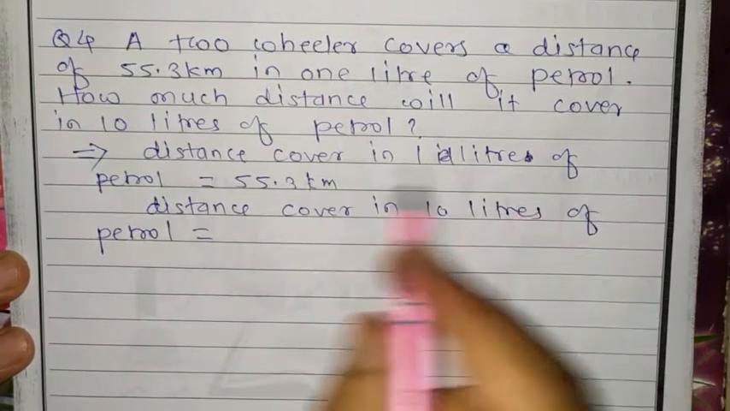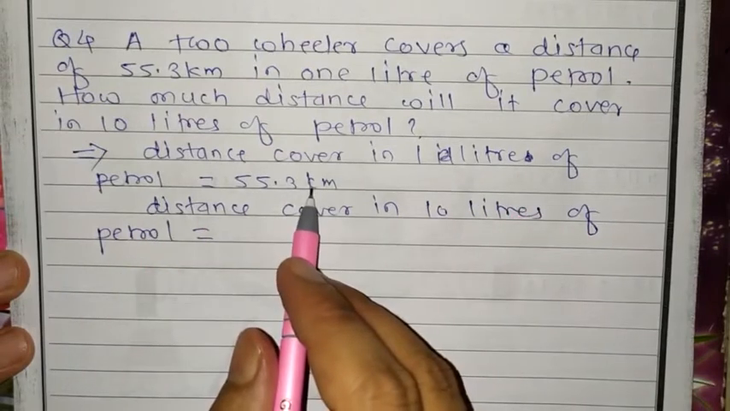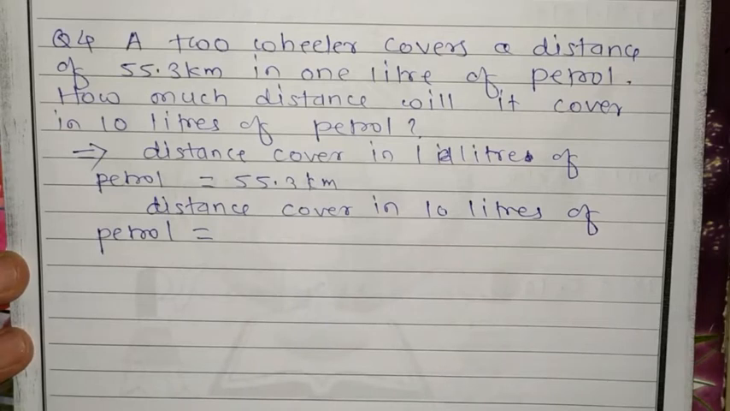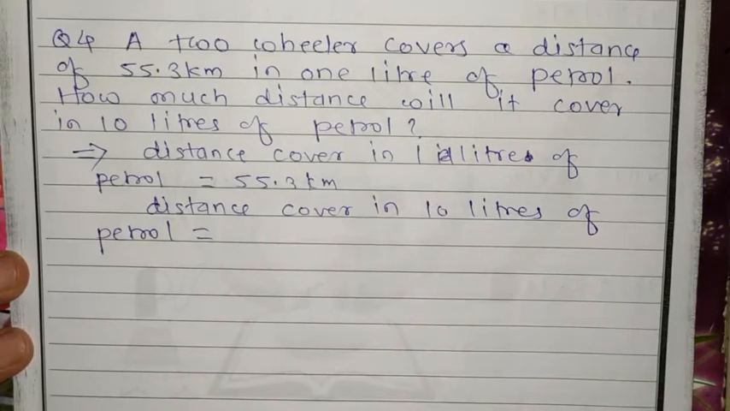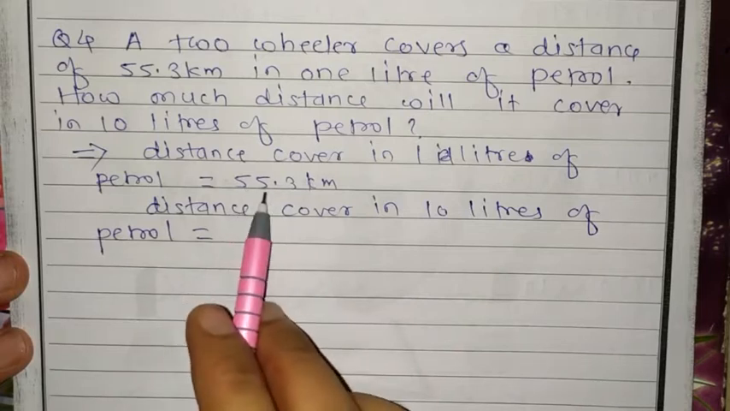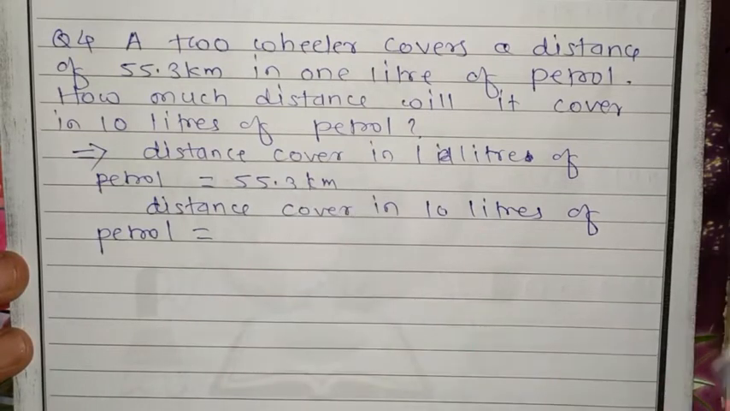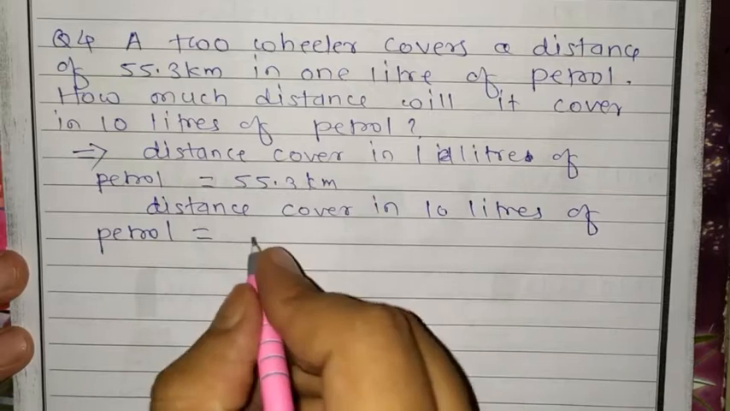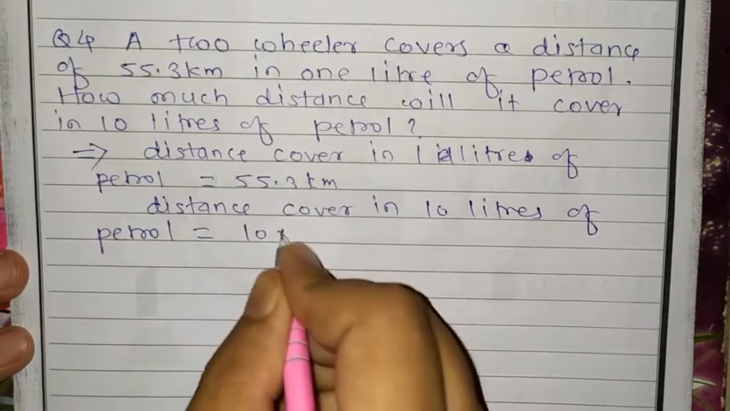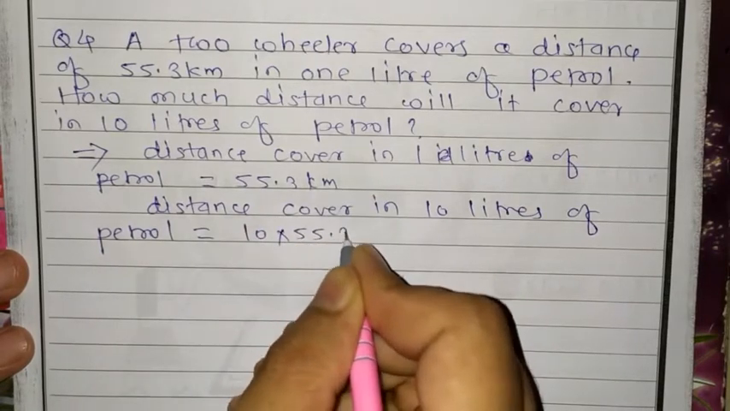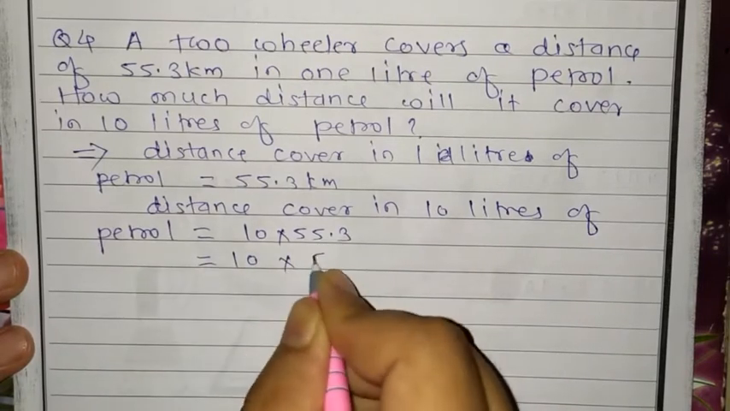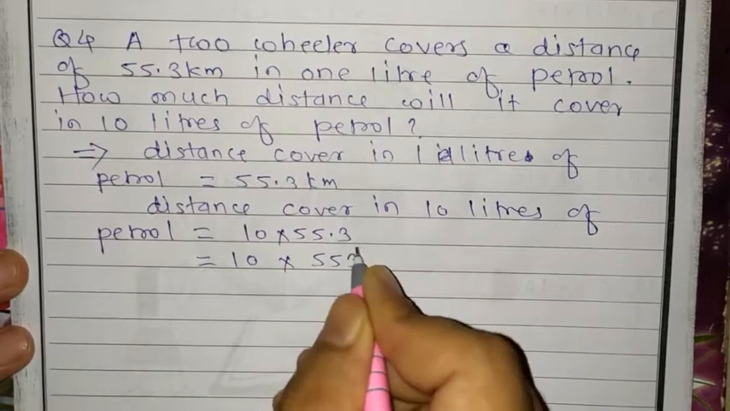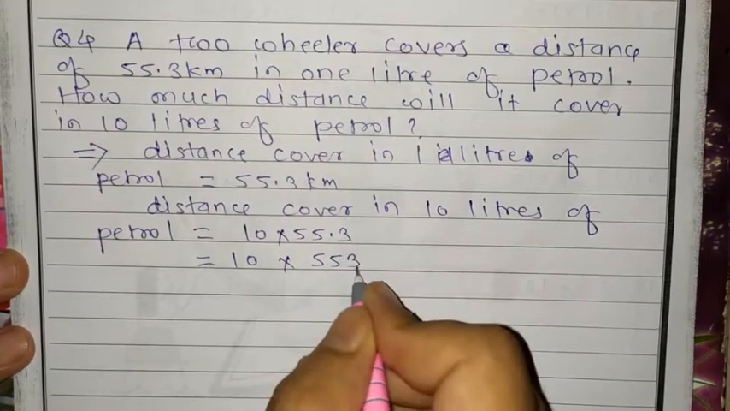In 1 liter of petrol a particular distance is given. So what about the 10? 10 is more than 1, so multiplication is there. In 1 it is going 55.3 kilometers, so definitely 10 means it will be more, so multiplication is there. So 10 into 55.3. How will you solve? 10 as it is, 55, then write 3 after the decimal point, whatever number is there as it is you write upon 10.